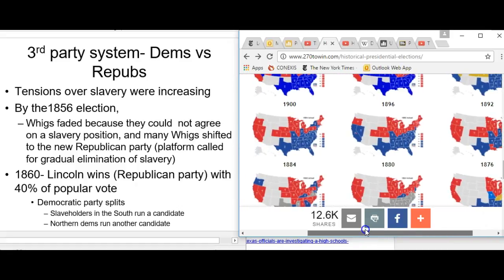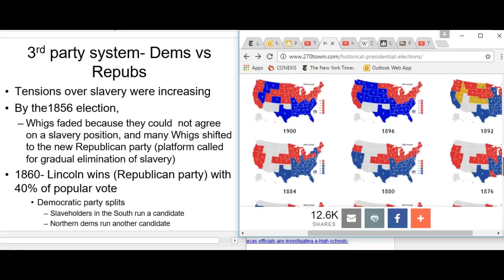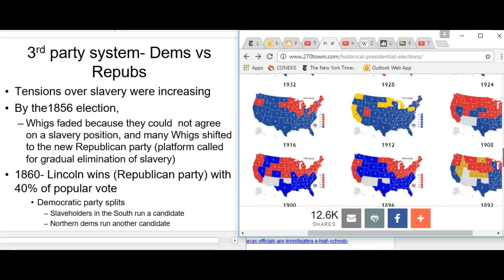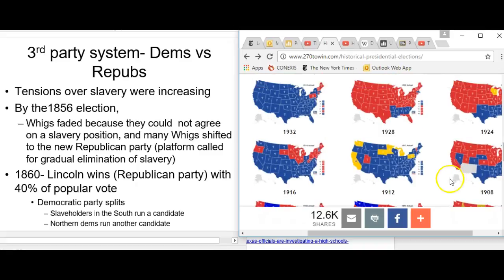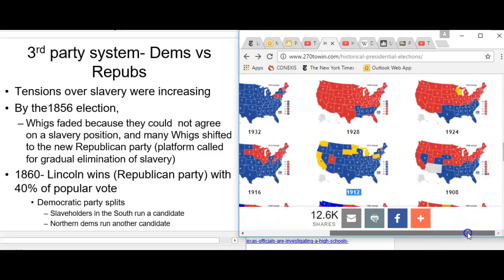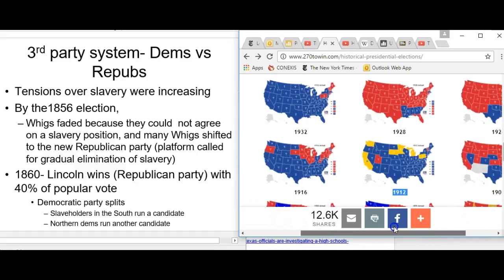Let me just go through some of these maps. You can see 1884 into the 1890s, beginning of the 20th century. In all of these elections, the South is solidly Democratic. And they're Democratic because white Southerners will not vote for Republicans. They hate Republicans. It's an animosity that went on for quite a long time. And in 1928, almost the only part of the country that votes Democratic in that election is the South.